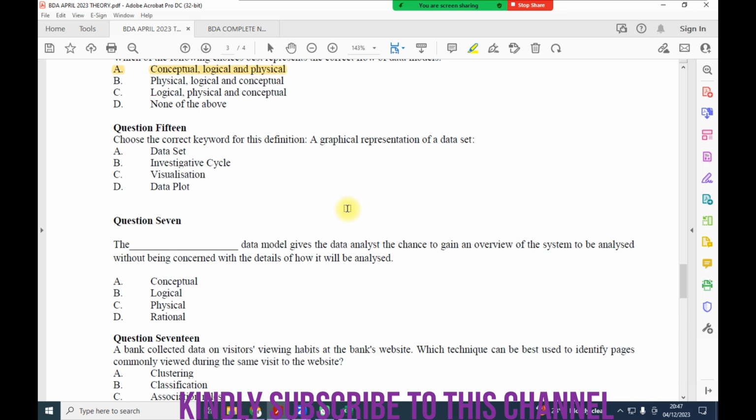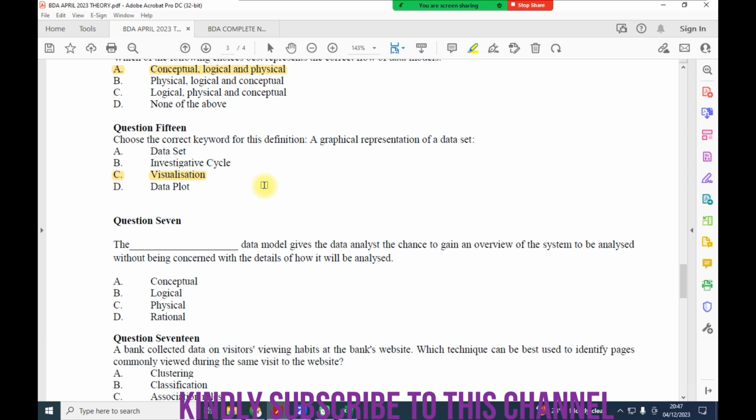Then question number 15. Choose the correct keyword for this definition: a graphical representation of a data set. So the keyword is graphical here. Graphical representation of a data set. And so you cannot use graphical representation, again you repeat the word data set. Investigative cycle, visualization, data plot. Remember, graphical representation, we said that one is data visualization.